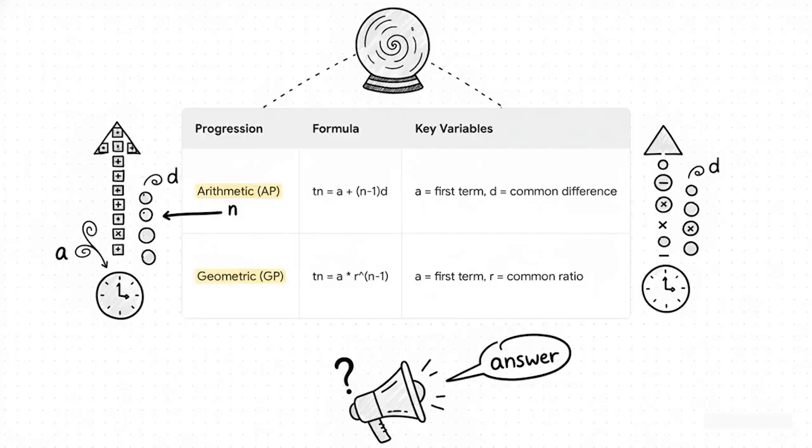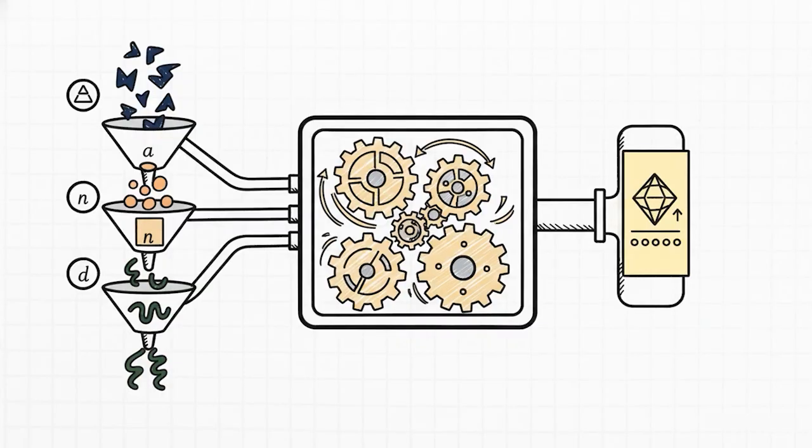And here they are. These 2 formulas are basically crystal balls for our number sequences. And notice they use the exact same ingredients we already talked about, A and D for the AP and A and R for the GP. All you have to do is plug in n, which is just the number of the term you want, and the formula just spits out the answer. Okay, let's try one out.